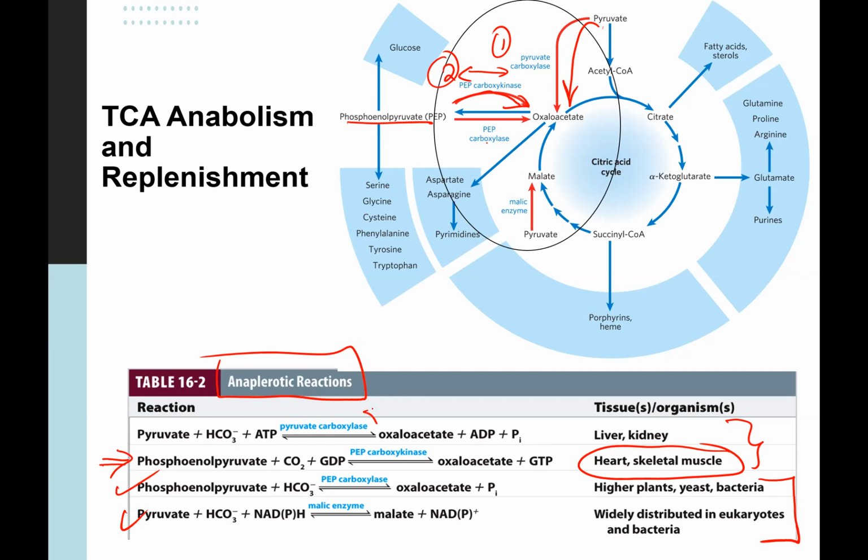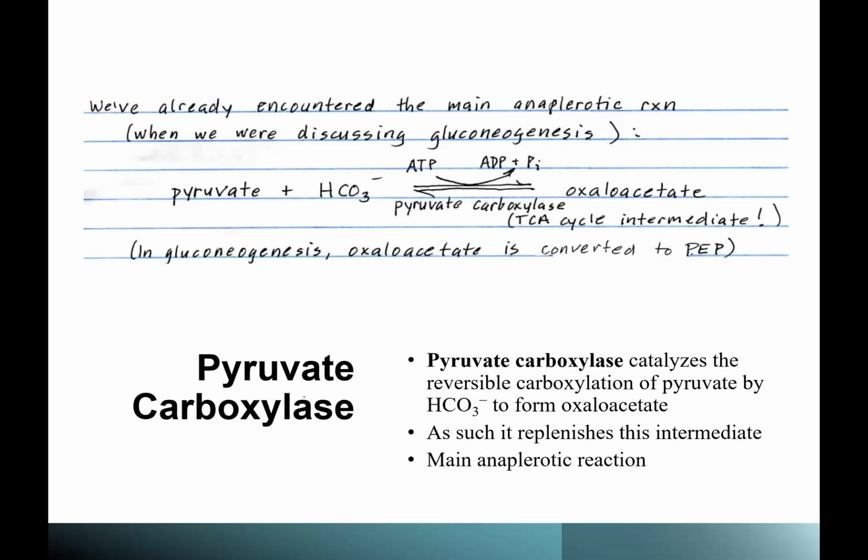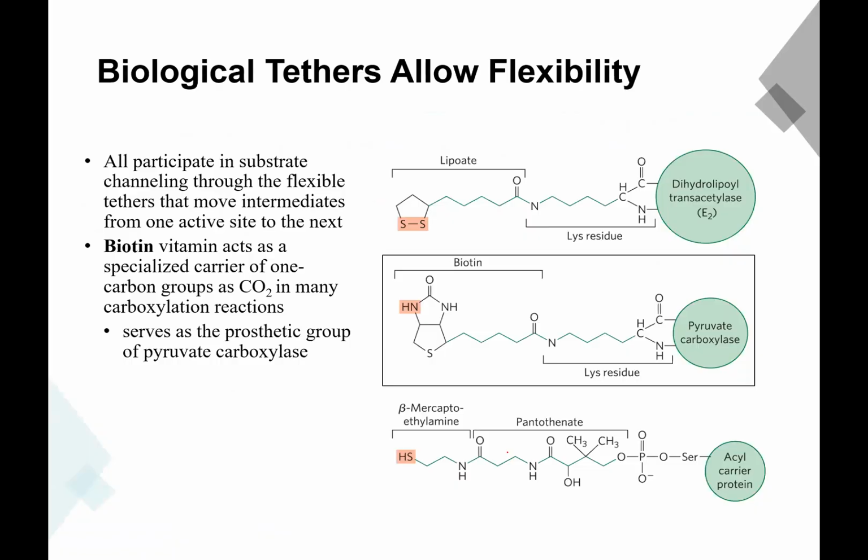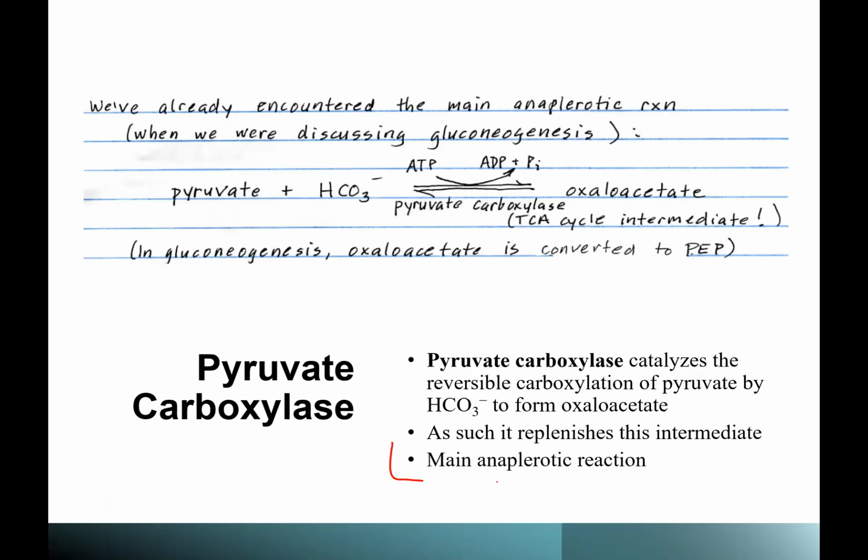We're going to focus on this one, and we're actually going to even look at the mechanism of this one, pyruvate carboxylase. So as noted, we saw this in the first bypass reaction of gluconeogenesis. It is itself a reversible reaction, and it is considered to be the main anaplerotic reaction.